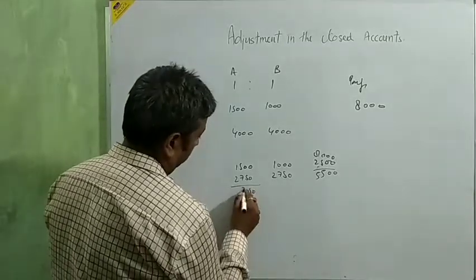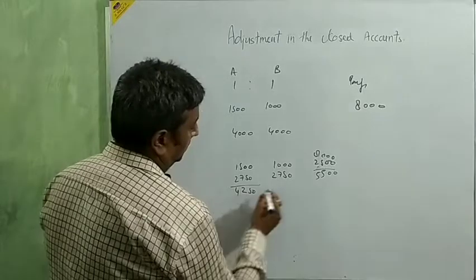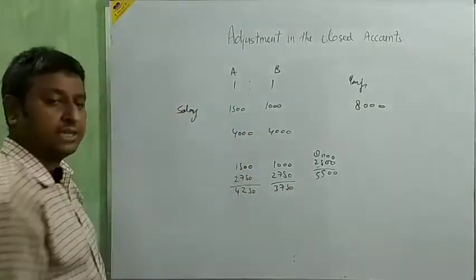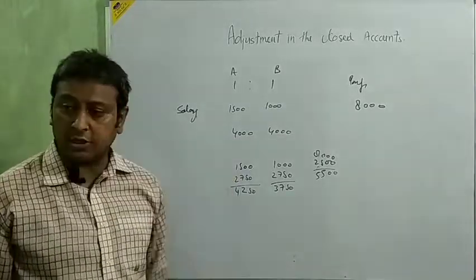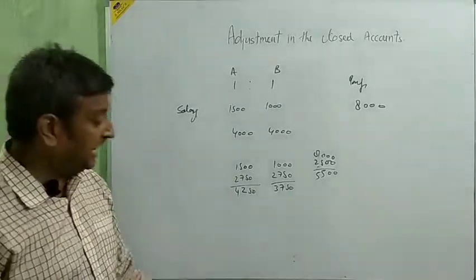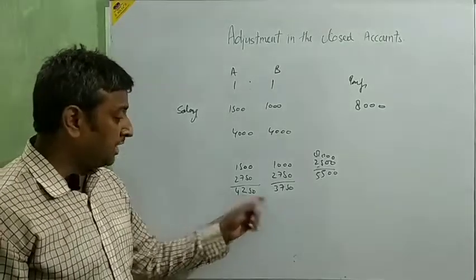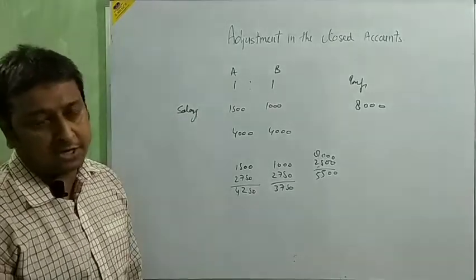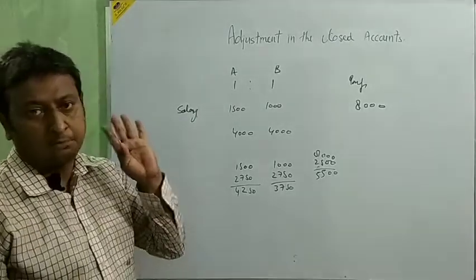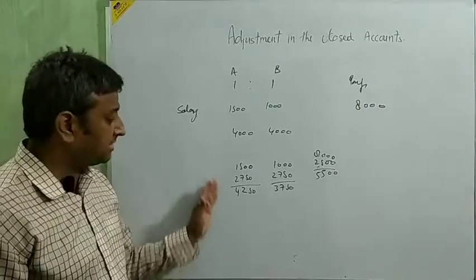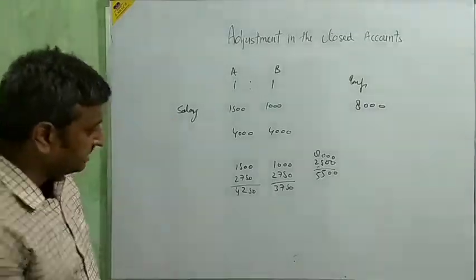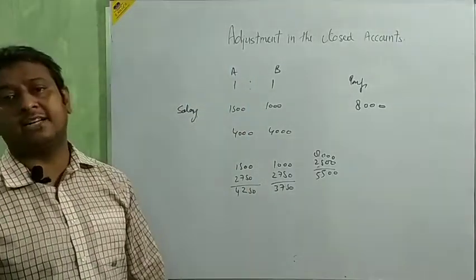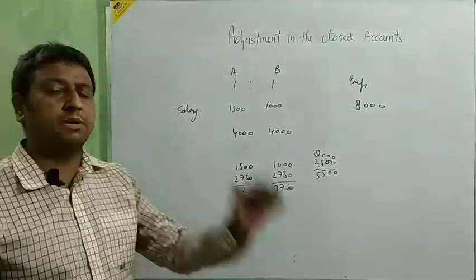Just see, 4,250 and 3,750. Before it was 4,000, 4,000 without providing, but really if you provide, then 4,250 and 3,750. It means there is a problem if you do not provide, so that is causing the problem. So we take this difference and finish the difference by doing an adjustment entry, that is called adjustment of closed account.